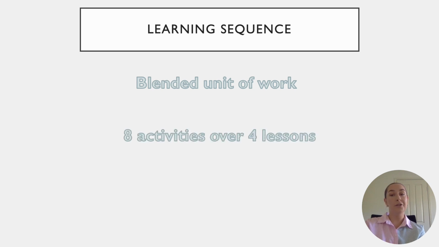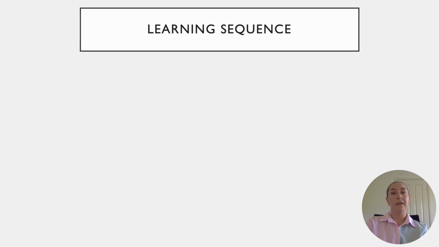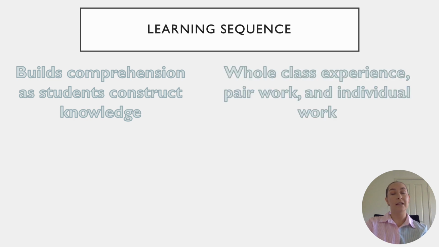The unit I am introducing today has 8 activities that will be spread out over 4 lessons. This will be students' first introduction to the theme of location. This unit of work aims to build students' comprehension as they grow and construct their own knowledge each lesson. The beginning of this learning sequence provides students with mostly whole class activities, then building up to pair work and then up to individual work as students gain confidence and understanding with the content.